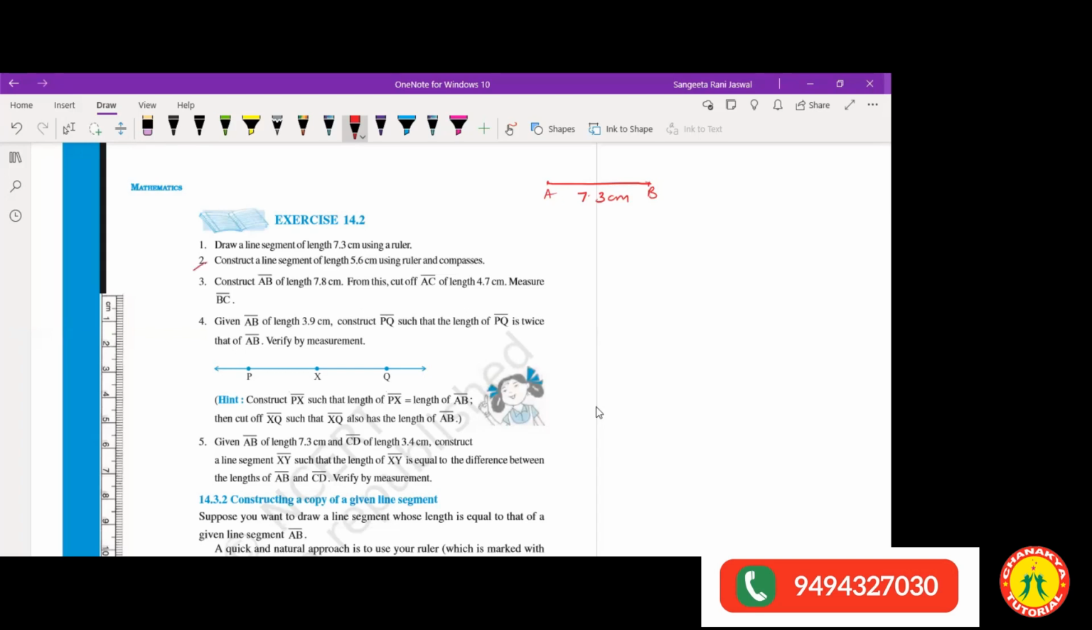Now come to question number 2. Construct a line segment of length 5.6 centimeters using ruler and compass. Now, how will you make a line segment of 5.6 using ruler and compass? Make one big line first. Make this, write the starting point as A. Now, on your compass, measure 5.6 centimeters.